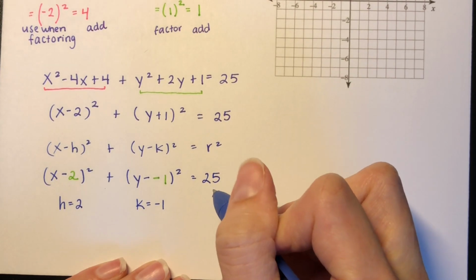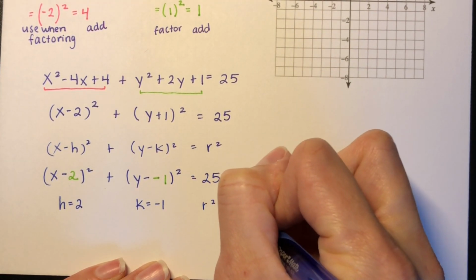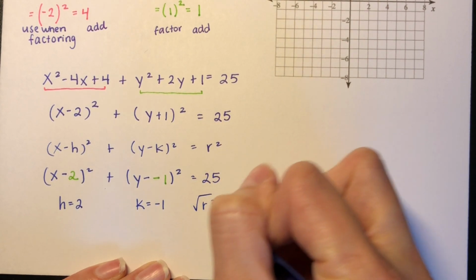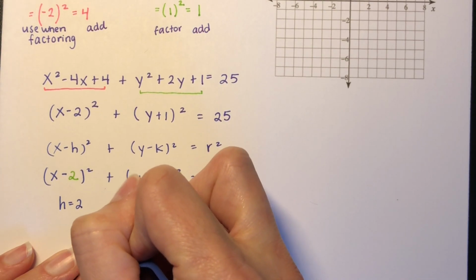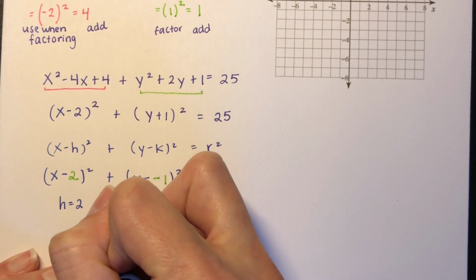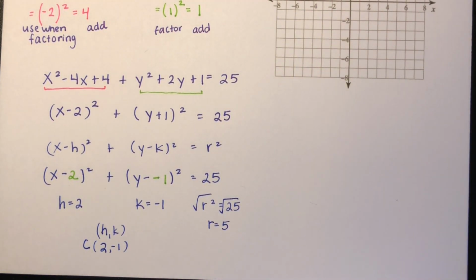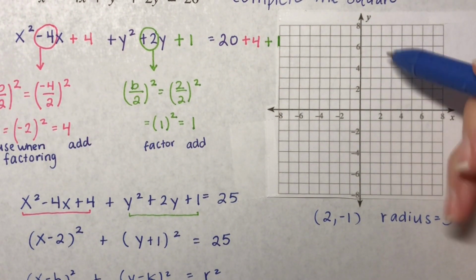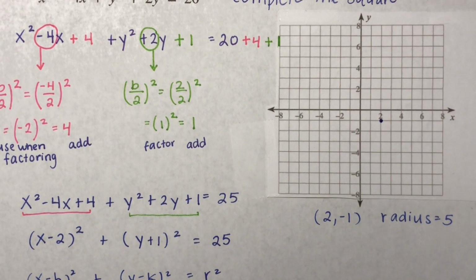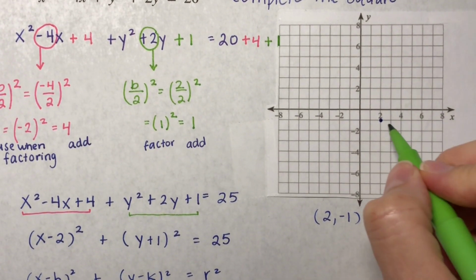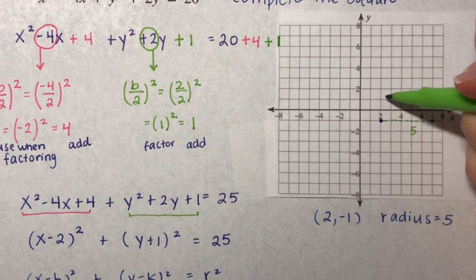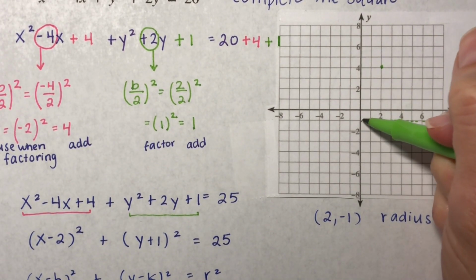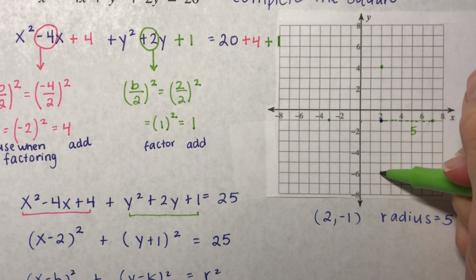And then 25 will help me get my radius. My radius squared is 25, so I know that r will just be 5. So my center is (h, k), which is (2, -1). My radius is 5. So now I have enough information to graph. So I'll go ahead and start with my center, (2, -1), and then I'll count out my radius of 5. So that is 5. I'll go 5 to the right, 5 up, 5 to the left, and 5 down.